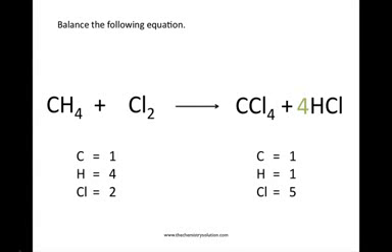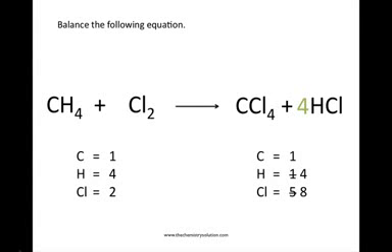Remember, we can only add coefficients, we can never change subscripts. Now if we count up the number of each type of atom we have on both sides, you'll see that we still have 1 carbon atom on both the reactant side and the product side, but now we have 4 hydrogen atoms on the reactant side and 4 hydrogen atoms on the product side.